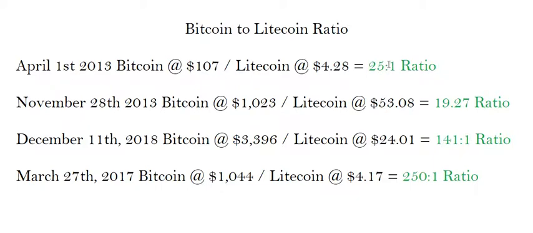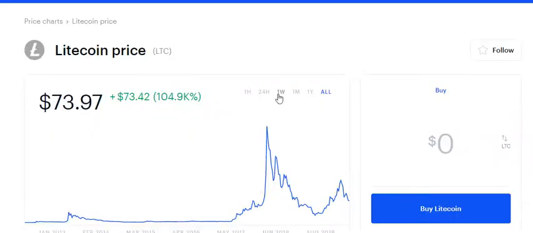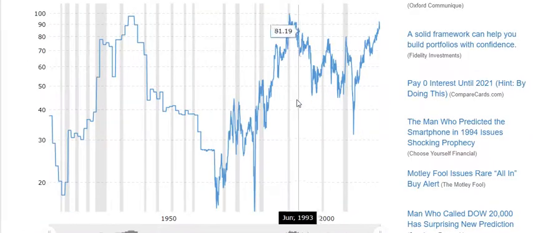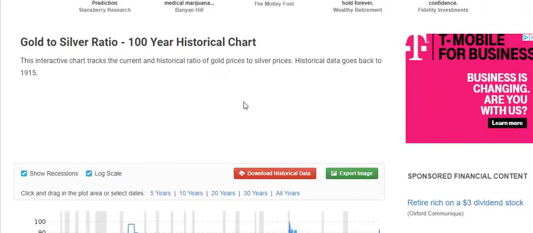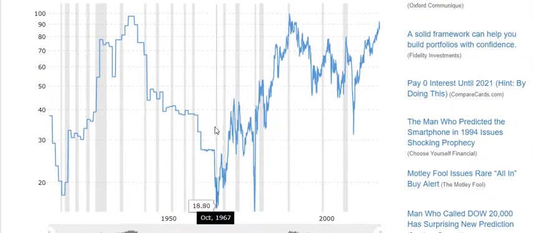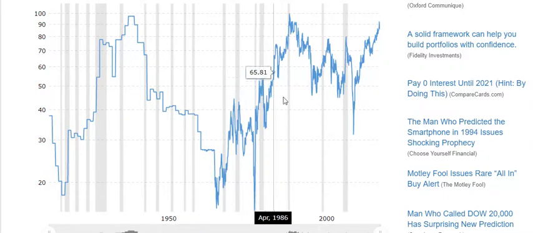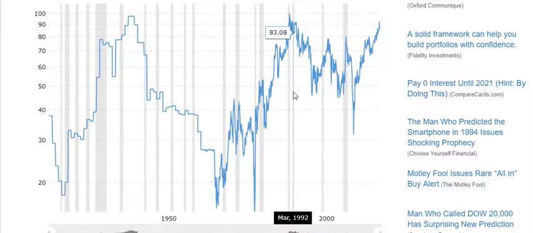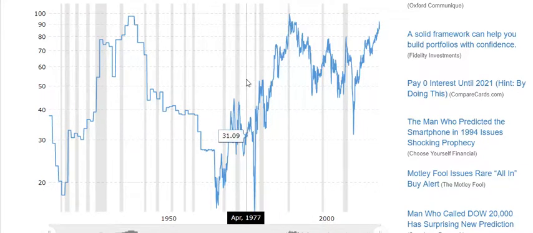And so that's it for today. That's how you can use the Bitcoin Litecoin ratio, just like you can use the gold to silver ratio to go back and forth from gold to silver, and to go back and forth from Bitcoin to Litecoin to maximize your gains and your cryptocurrency holdings.